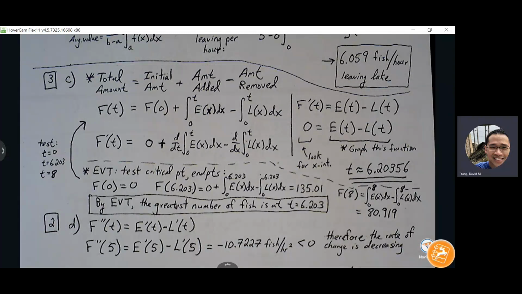Okay, hopefully we've seen enough of these rate in, rate out problems to feel comfortable with the pattern to step through problems like these.